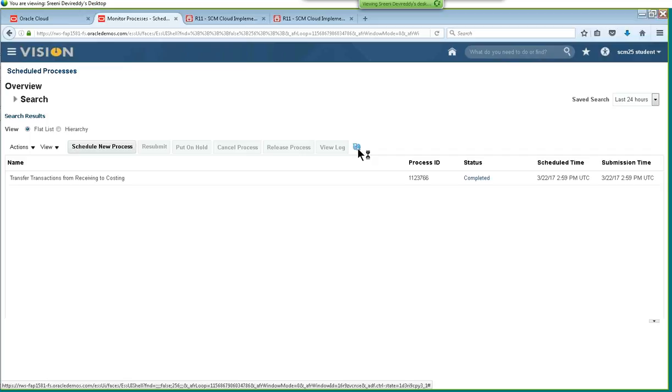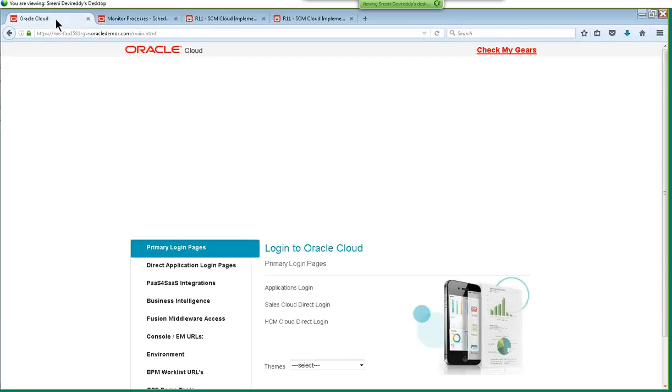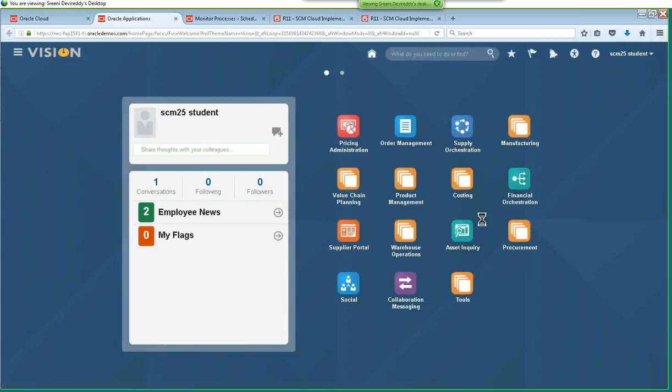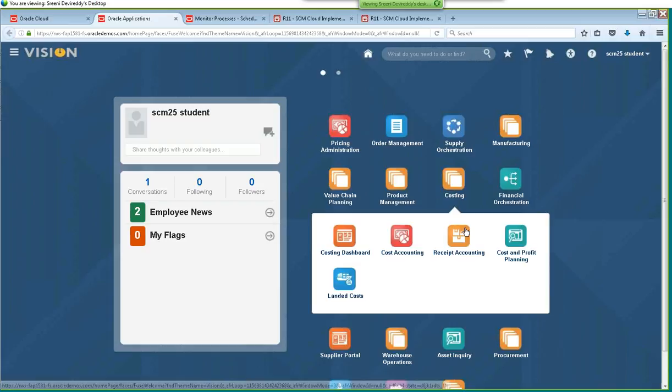Okay. So I need to run the second process, which is the create receipt accounting distributions. That process is not available as part of the submission page. So you will have to navigate to the receipt accounting page. This is the first time we are navigating into something that's costing related. So click on costing and you would find receipt accounting, cost accounting, landed cost in another product. Cost and profit planning is another product. Costing is another product. So these are all put together. We call it cost management, right? So let's get to that.